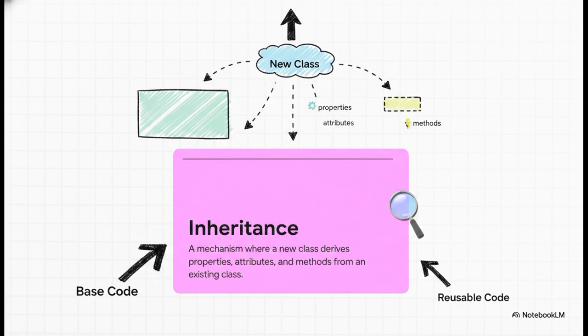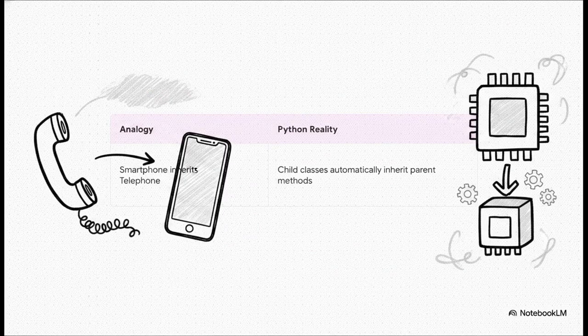Why on earth would you sit there writing the exact same lines of code over and over again when you can just inherit them from a relationship you've already established? Think about it like this. A brand new smartphone automatically inherits basic calling abilities from the original telephone. You definitely don't have to reinvent the concept of a phone call just to build an iPhone. And in the code, Python child classes automatically inherit parent class methods in the exact same way. It saves developers a massive amount of time.